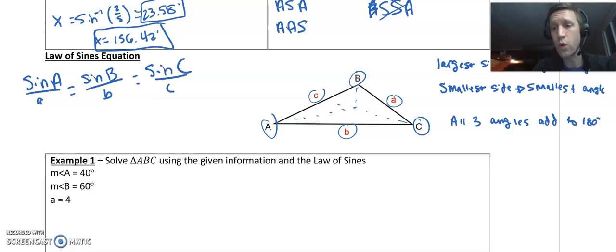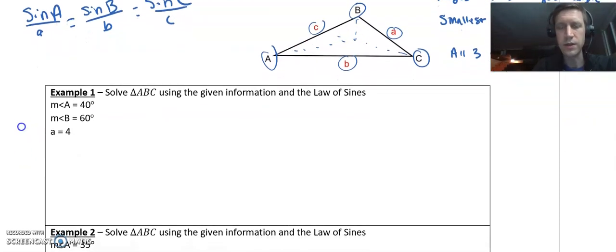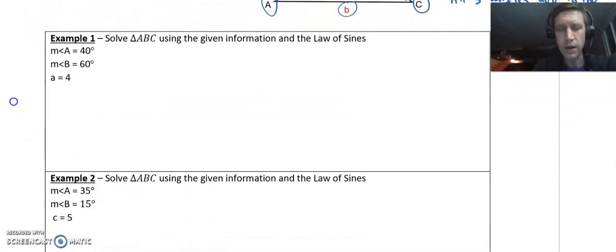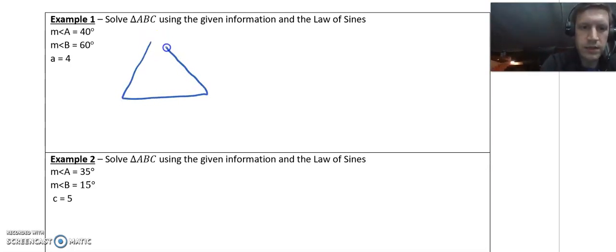Sometimes we'll just ask for one piece of information. So obviously if we're asking for one piece of information, that'll be a quicker problem. But on these 2 examples, we're solving the triangle. We're going to find everything that's missing. So you can't really do these without sketching a picture. So triangle ABC, it doesn't really matter where I put A, B, and C.